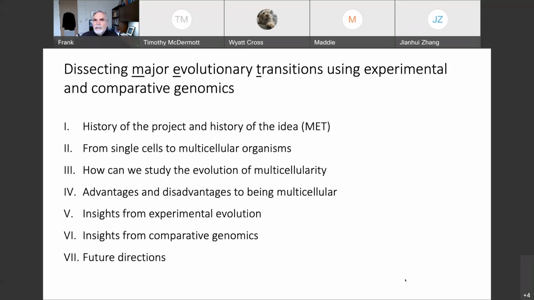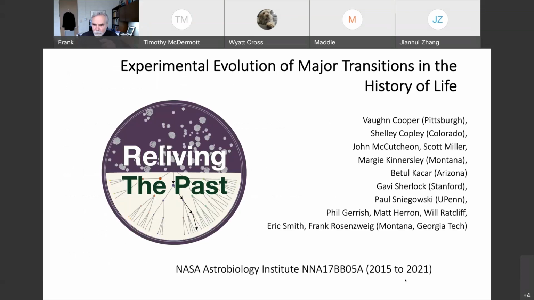And then the data part of the talk will consist of insights that we've gained from two complementary approaches, that of experimental evolutionary genomics and comparative genomics. And we'll finish up with future directions, and then acknowledgements, and how I see this kind of work as being relevant to the IOE going forward.